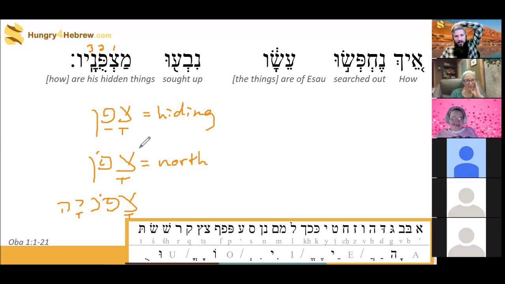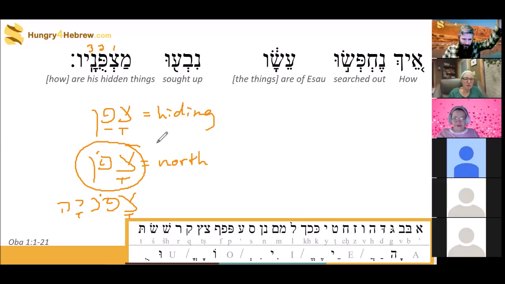Remember, Tsafon is the Mount Olympus of the ancient Near East. It's where the pantheon of gods dwells. So all those gods are kind of hidden away up in that mountain up in Turkey. Mount Tsafon. Now, because the mountain is in the northern part of the ancient Near East, that's how it came to be known as northward, because of the mountain where all the gods are hidden away.